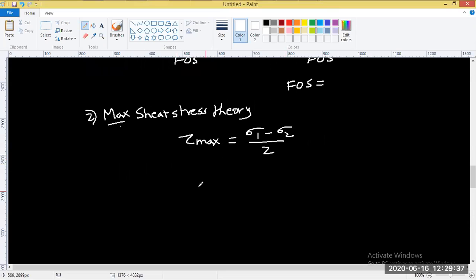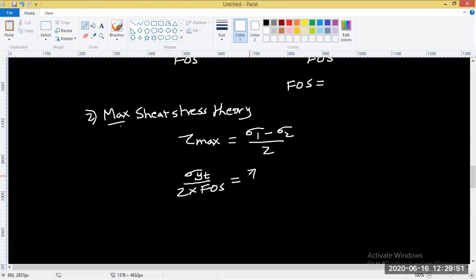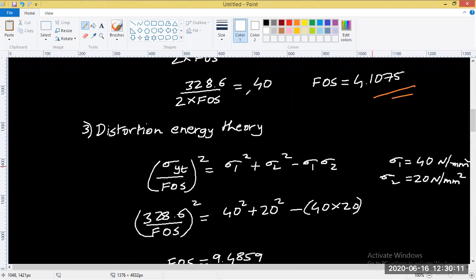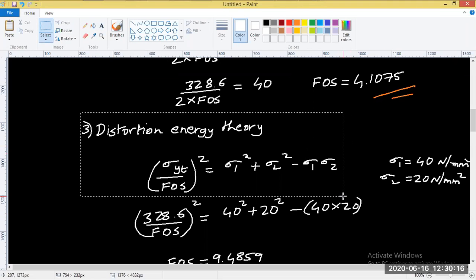So we have tau max also can be written as sigma yt, yield stress, by 2 into factor of safety, is equal to sigma 1, which is 70, minus of minus 30, you get plus 30, divided by 2. So again, this will give us a new value of factor of safety. So again, we get another value of factor of safety from this, and finally the distortion energy theory. This thing, distortion energy theory.